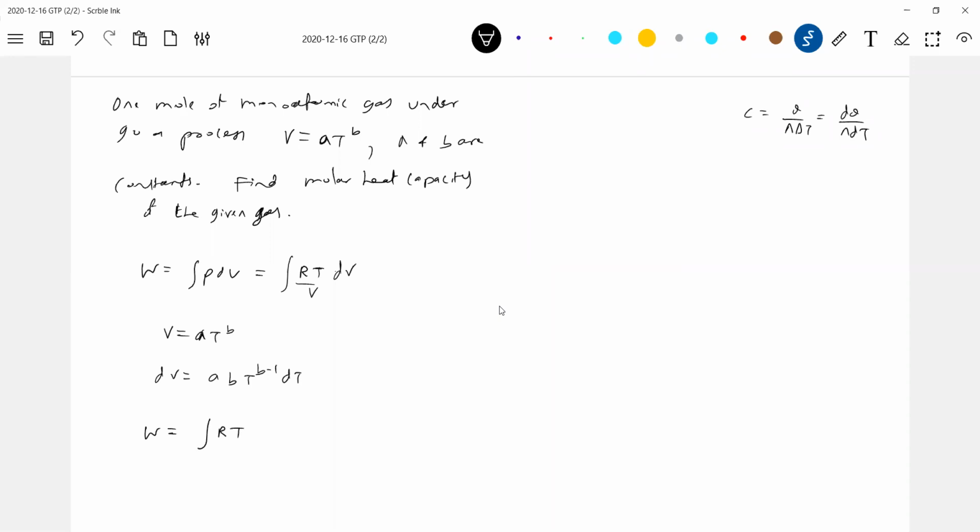RT. So what is V equal to? A T to the power of B. In place of dV, A B T to the power of B minus 1 dT. Let the temperature change from 0 to delta T. So usually the temperature of gas is what will be varying. So the next step, W is equal to, so A gets cancelled. So we write here the integral of R T to the power of 1 minus B, times T to the power of B minus 1 dT.